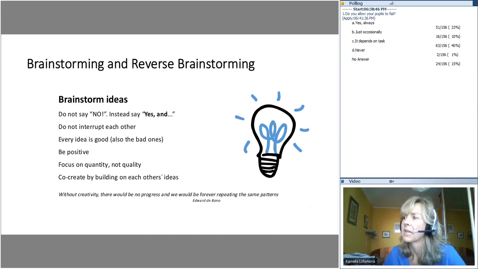Now it is used everywhere, but we should keep in mind the following rules. Don't say no, instead say yes, and don't interrupt, and really each idea is good, even a crazy one and so strange. We should focus on quantity, not quality, and create ideas that are built on others.